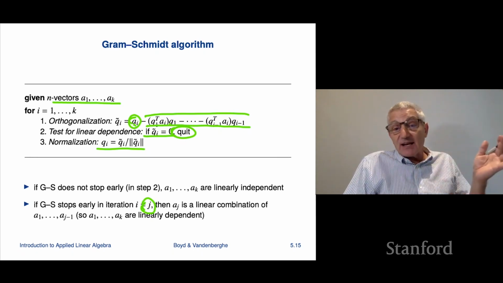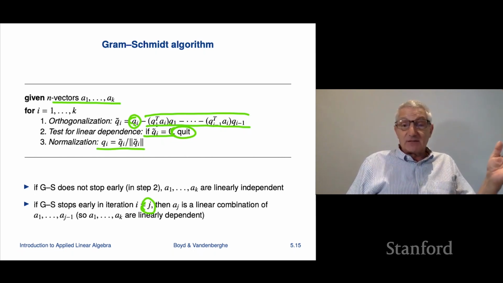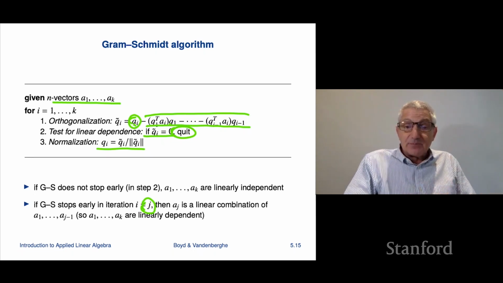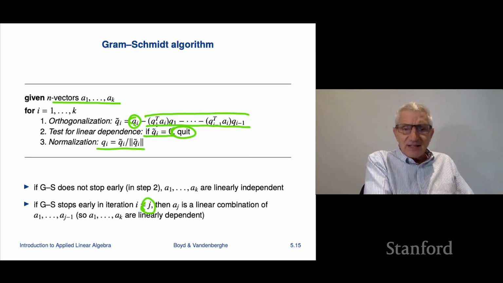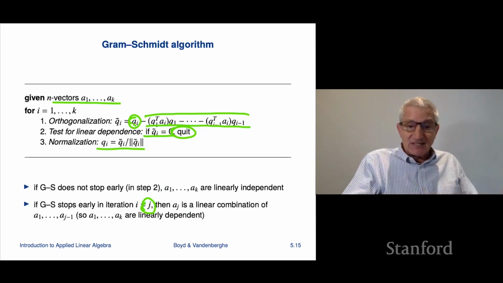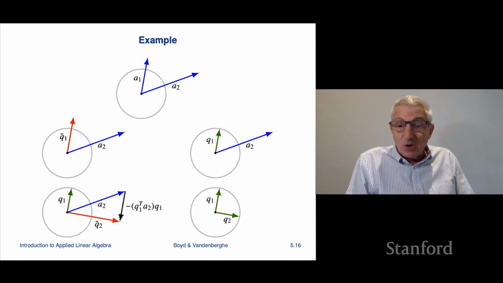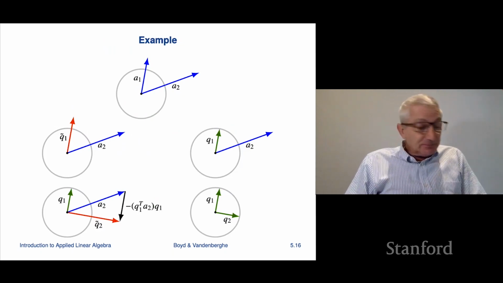And that means that our set of vectors is linearly dependent. Okay, so that's the algorithm. Now, the one that's actually used numerically in practice is mathematically equivalent, but it's not quite the same as this. I mean, it generates exactly the same vectors and things like that, but it's slightly different. Okay, so let's walk through an example.